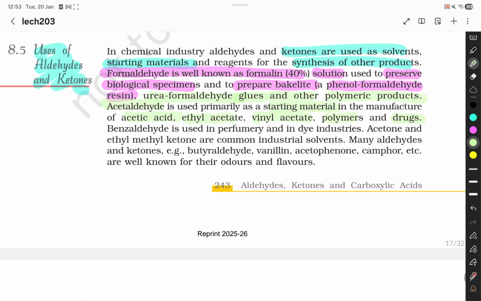Benzaldehyde is used in perfumery and in dye industries. Acetone and ethyl methyl ketone are common industrial solvents. Butyraldehyde, vanillin, acetophenone, and camphor are known for their odors and flavors. Vanillin is used for vanilla.